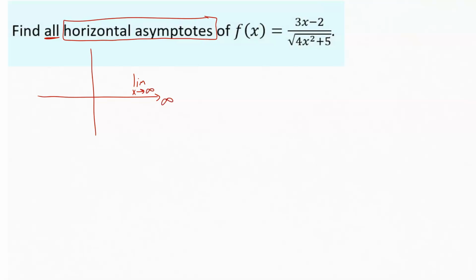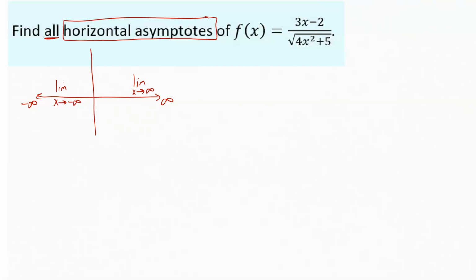So as x is headed off in that direction, what is the long-term behavior? What is the horizontal asymptote? The one that people often forget is when we're headed off to negative infinity. So the limit as x approaches negative infinity. Negative huge numbers also will affect the long-term behavior of the graph in that direction.